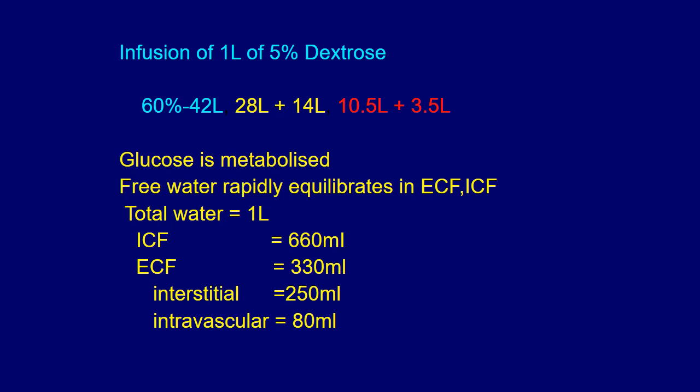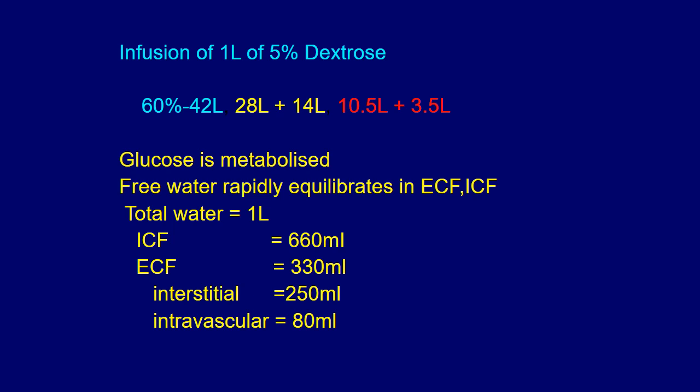intravascular compartment. So once 1 liter of 5% dextrose is infused, dextrose or glucose in that solution will get metabolized, and thereafter free water rapidly equilibrates in the extracellular fluid and the intracellular fluid. So let's say you have infused a total of 1 liter of 5% dextrose. 66% of it, or two-thirds, will go into the intracellular fluid, which is 660 milliliters. 33%, or one-third, will come to the extracellular fluid, which is 330 milliliters.